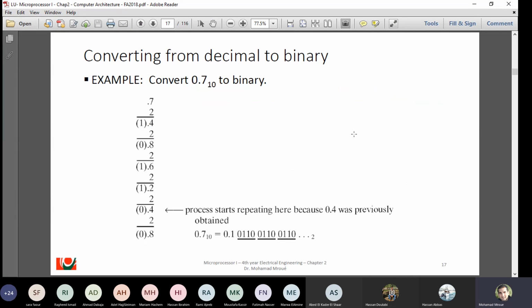So example, convert 0.7 to binary. We multiply by 2, we get 1.4. So the first bit is 1. Then 0.4 times 2 is 0.8. The second bit is 0. Times 2, 1.6. So the following bit is 1. And so on, we continue. The process starts repeating here, because 0.4 was previously obtained. So we get 0.7 equals 0.1 0110 0110 and so on. So this division never ends, for example.